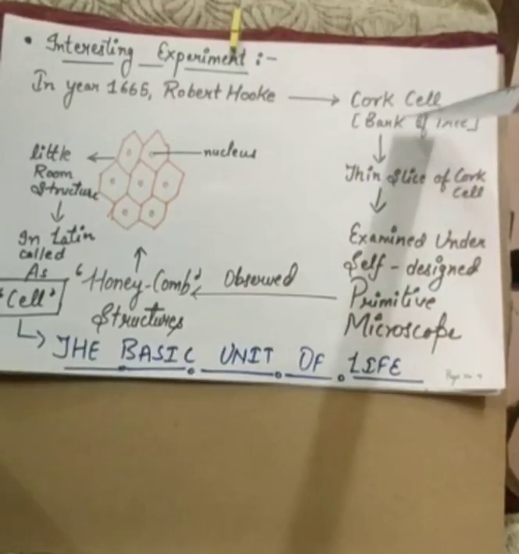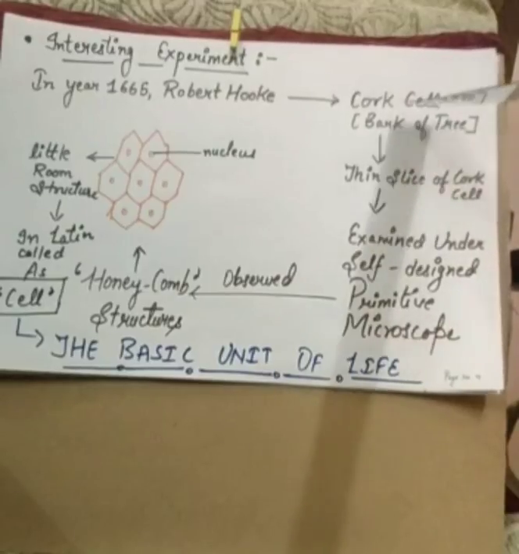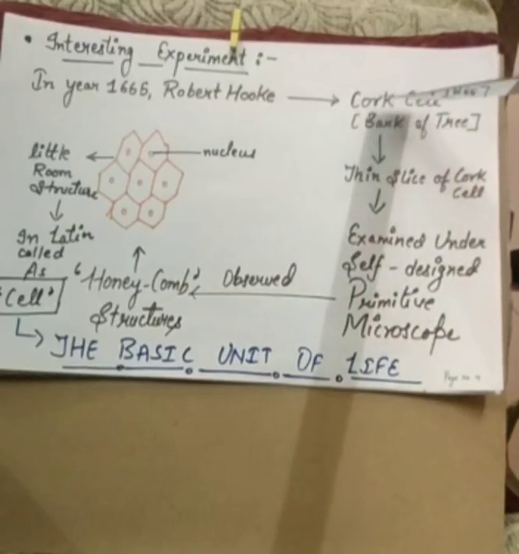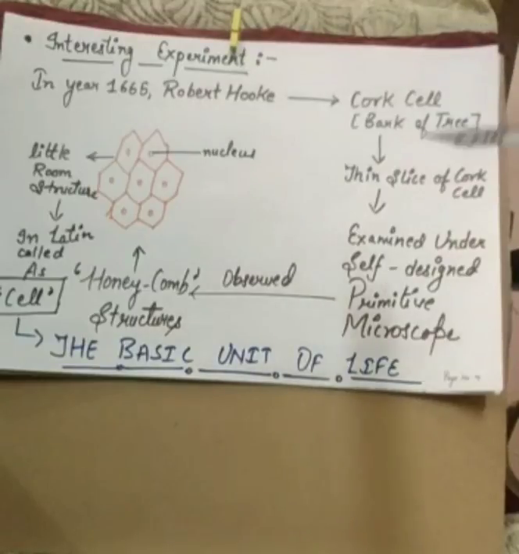You are able to see the wine bottle. That wine bottle has a cap made up of the bark of a tree. That bark of the tree, that bottle cap, is called cork. Now we are taking a cork cell. How can we take that cork cell? We can take a thin slice of cork by sliding off one thin layer and taking that layer and examining it. Now how will we examine it?